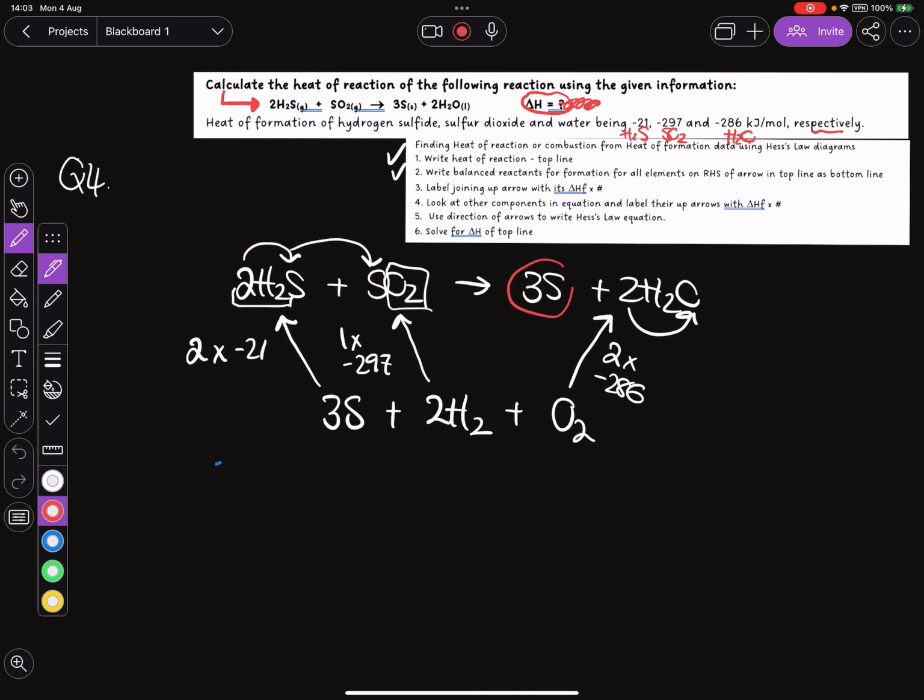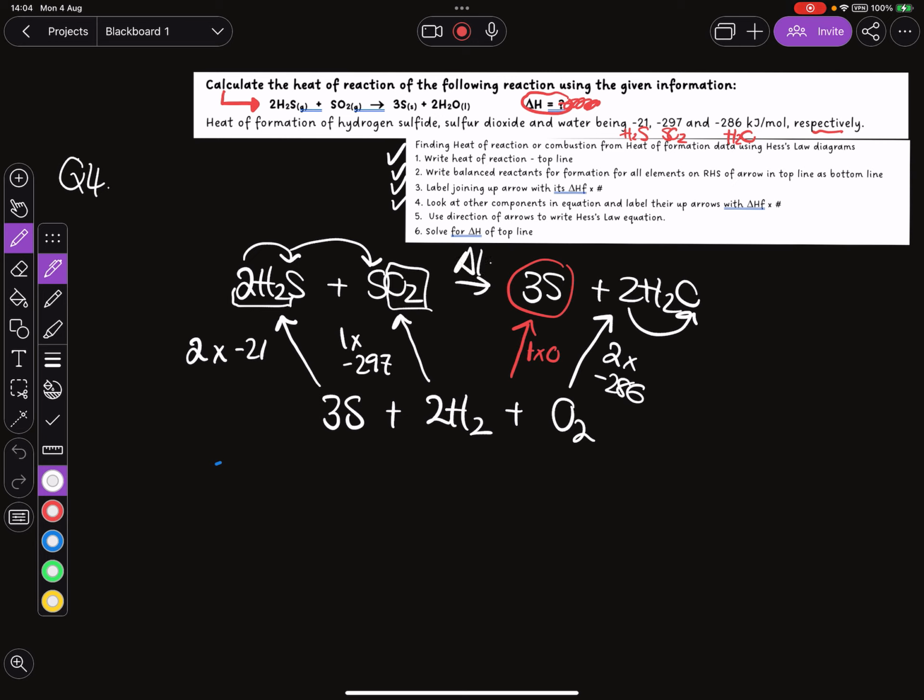Now, you may ask, why are we ignoring the sulfur? Sulfur is an element. The heat of formation of an element is 0, so we could put 0 in there if you really wanted. So it would be 1 by 0, but we're not ignoring it. Well, we are ignoring it, but it's not going to impact our maths. So the next part that we are going to do is, we've looked up our other components. We're going to use the direction of the arrows to write our Hess's law equation.